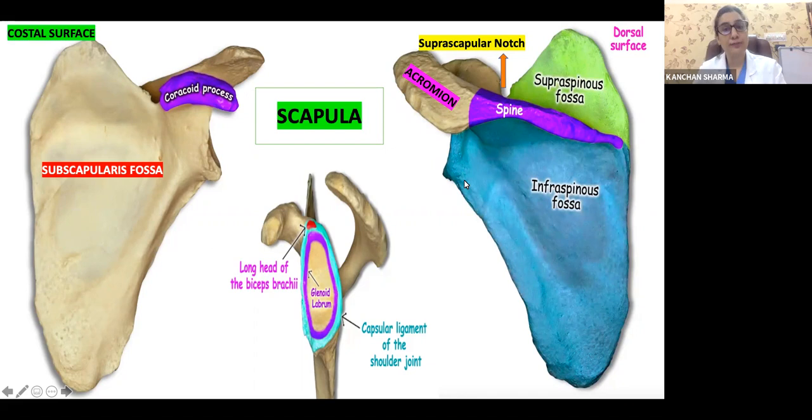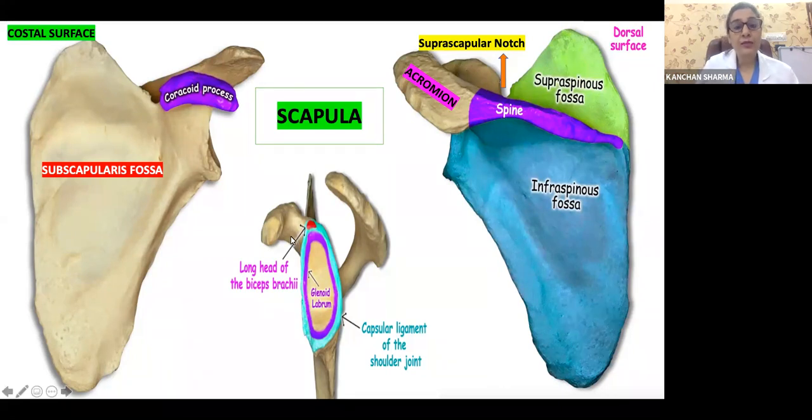Now, if you go to the posterior aspect, you have a spine, right? This spine is a border, you remember, it's like something protruding from the surface of the scapula, which is dividing it into the supraspinous fossa and infraspinous fossa. And this spine later on becomes your acromion, which will be articulating with your clavicle.